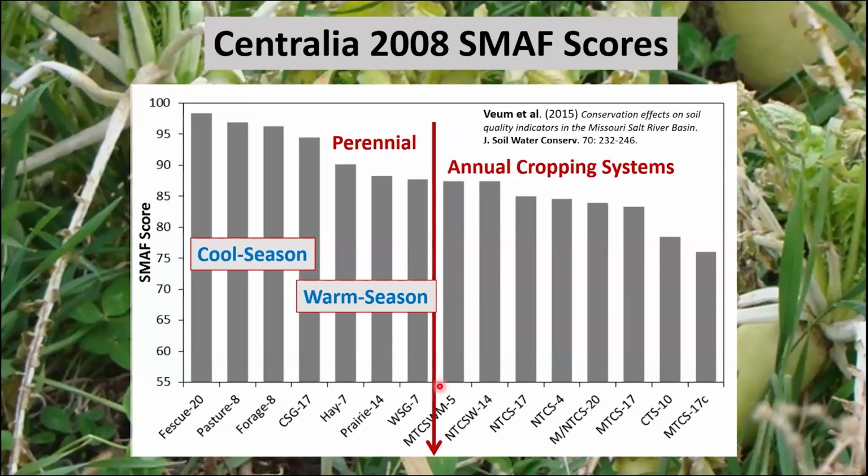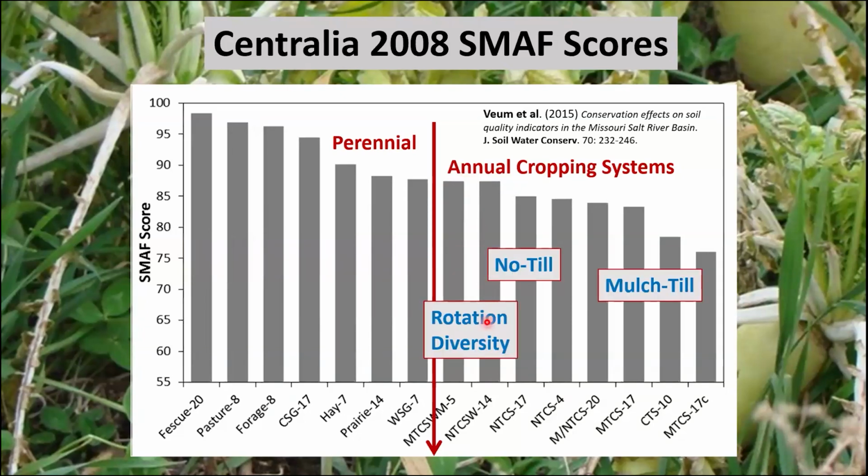Our focus on the cropping production is, how can I maximize what I'm doing over here? Because in perennial systems, we're not tilling. Perennial systems have that optimal soil health, so we're really trying to get as close to here as we can. We can see that some of these systems are pretty comparable to some of these annual cropping systems. So what are these? We see our rotational diversity, our no-till, and our mulch till down here. So we're seeing these different aspects.